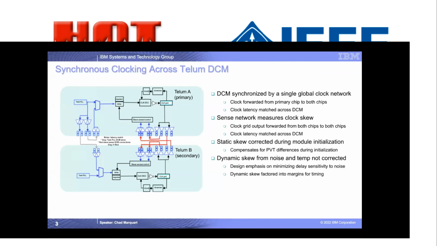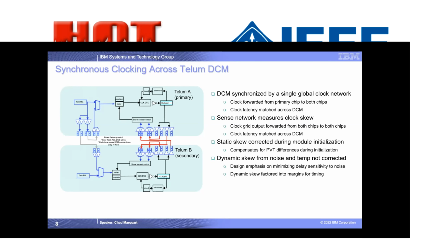However, even with this static skew corrected out, dynamic skew that can occur over time due to noise, temperature fluctuations, aging, that dynamic skew is not currently capable of being corrected out with this design. Steps are taken in the design from the ground up to try to minimize delay sensitivity to effects like noise and temperature. However, there still is a significant amount of dynamic skew that can occur over time.